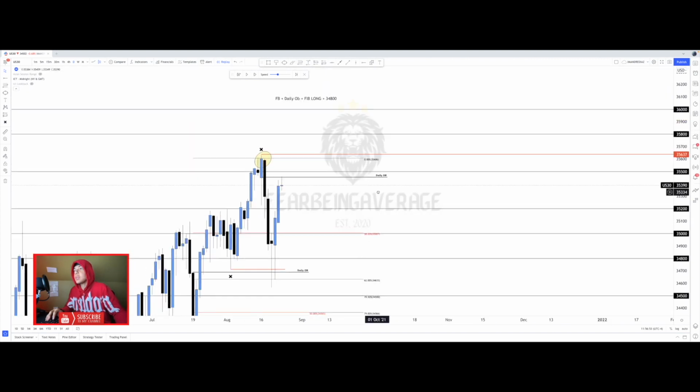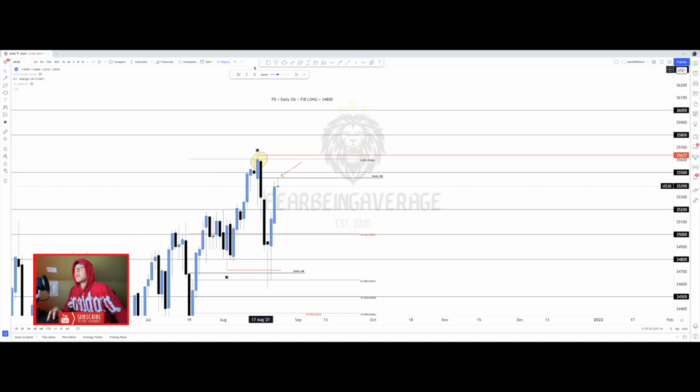Now that you would have been out, look how price respected this daily order block. This is on the daily candle, on the daily time frame. Yes, this is hindsight, but I'm telling you guys, go practice it yourself. Look at how price respected this daily order block. Now that you're out of the trade, you could have been looking for potential short scenarios, just like this.